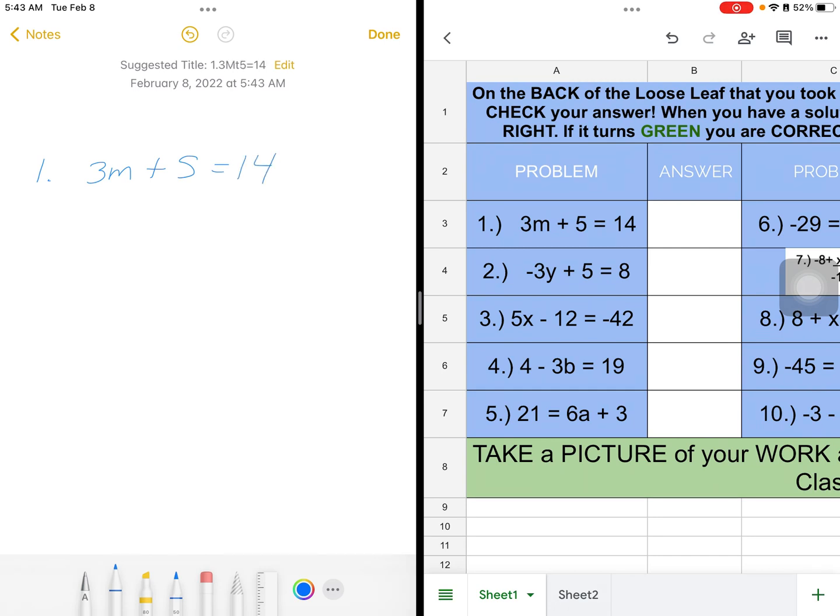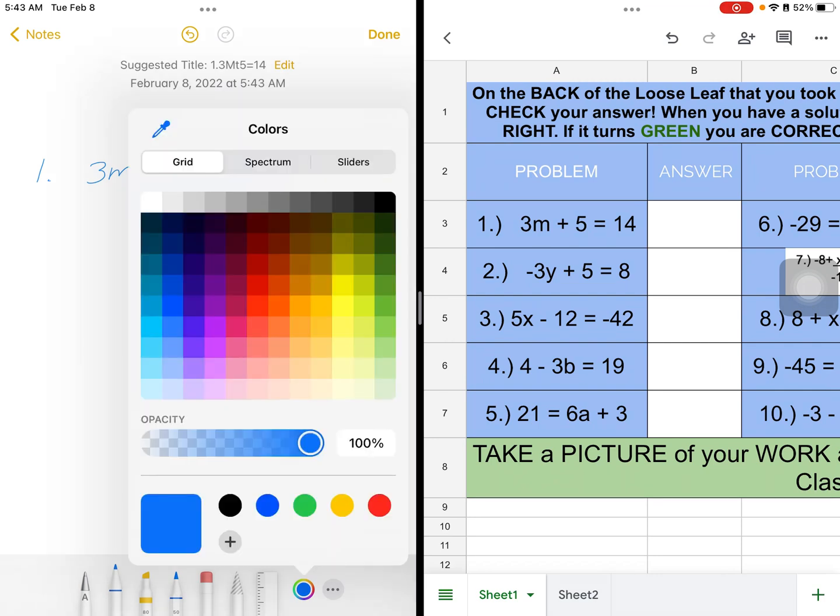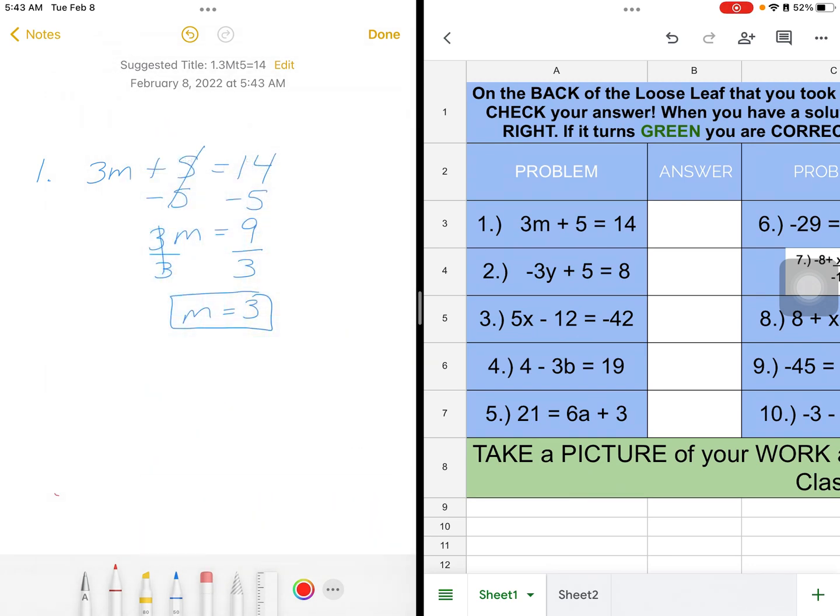Then you're going to show your steps to get the variable alone. So the opposite of adding 5 is to subtract 5. So now those cancel each other out, and you've got 3m equals 9. When a variable is next to the number, that means to multiply. The opposite of multiplying is to divide. Those are reduced down to 1, so we get m equals 3. And then I'm going to have you also write out your check for that. So remember to do the check.